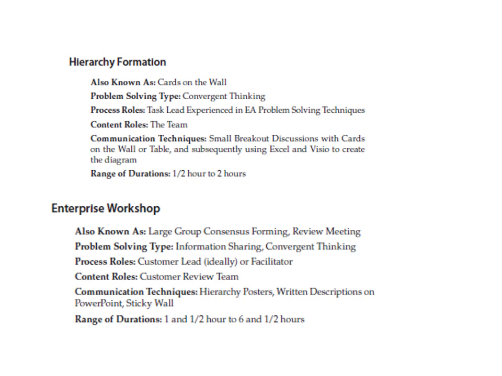Next catalog is enterprise workshop, that is project workshop. So it is also known as large group consensus forming, review meeting. Problem solving type is information sharing, convergent thinking. Process roles is customer lead or facilitator. Content roles is customer review team. Communication technique is hierarchy posters, written descriptions on PowerPoint, sticky wall. Range of duration is 1.5 hours to 6.5 hours.